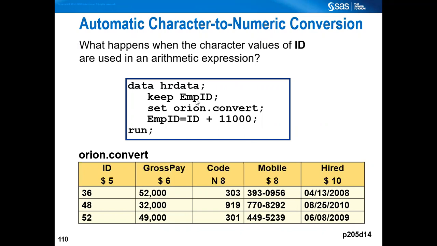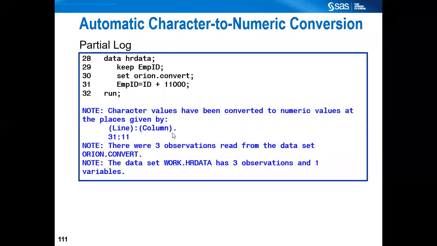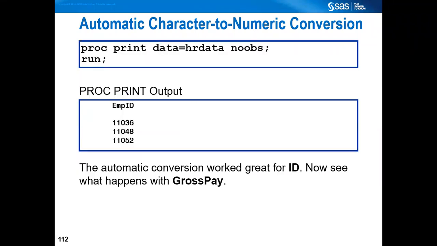But the ID column has only numbers. Why is it character? Though it's a number, it's saved as character, correct? So that's what is happening. This is what automatic conversion is doing. When you move ahead, as you had seen in the log also, it gets this message. So why is this happening? You get this output where your original ID value got prefixed with this 11,000. Okay, so this is automatic conversion, and it worked great with ID.